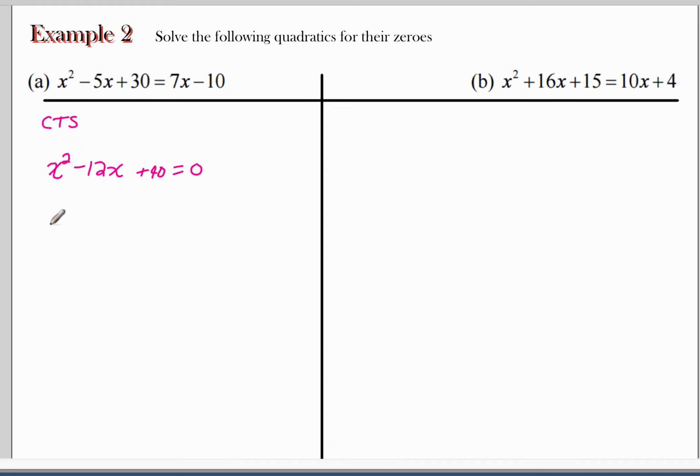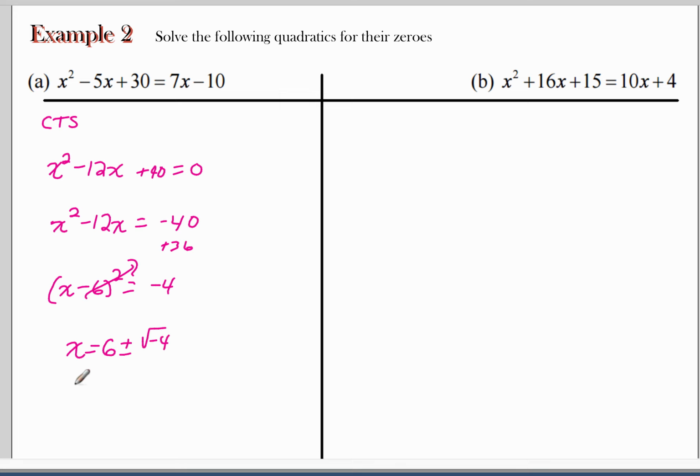So if I bring this over, it's x squared minus 12x equals negative 40. Okay, half of 12 is 6, so this is going to be x minus 6 squared equals, now I think about it, I'm adding on positive 36 to balance the side, and so that is negative 4. So now x equals, that negative 6 comes over to the other side as positive 6 plus or minus the square root of negative 4. So this is x equals 6 plus or minus 2i. Did I go too fast?